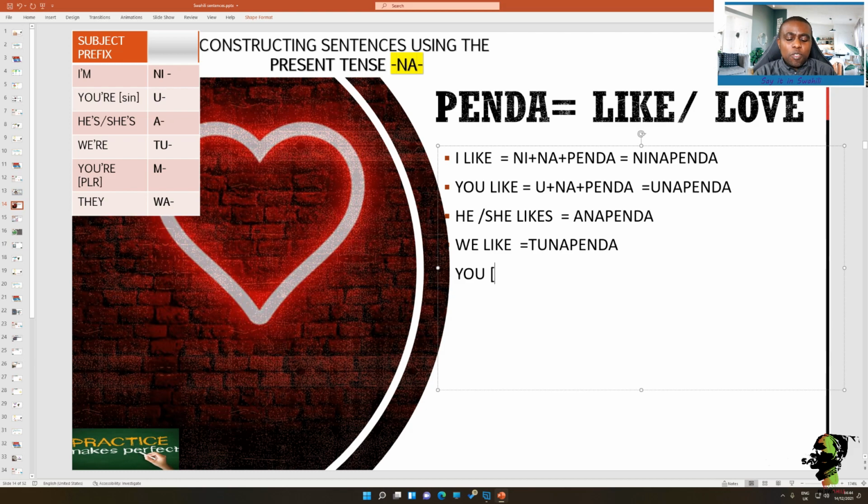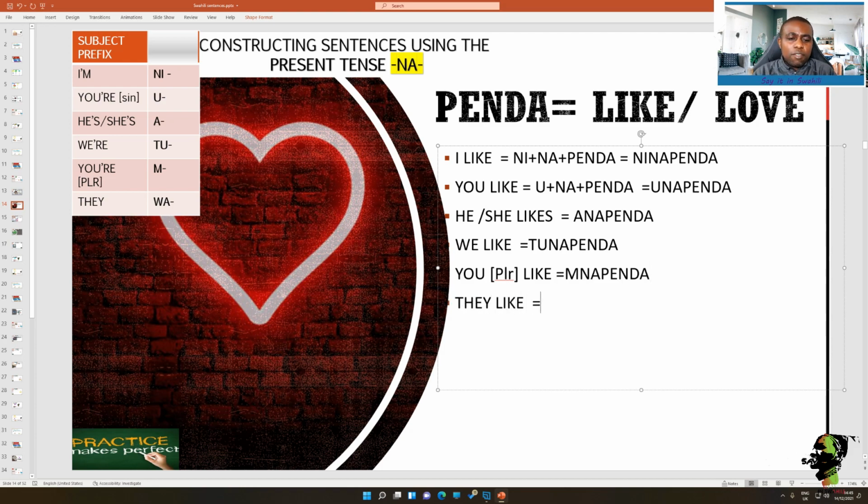I like making sure that my students know that when I'm talking about this one is you plural, you many people. Asante sana. You plural like. How are we going to construct that in Kiswahili? You plural like. We're going to come and say m for you plural plus tense, na, present tense, and like. Penda. How do you read that kwa Kiswahili? Mnapenda. Your turn. Can you try and pronounce that? Mnapenda. What about they like?